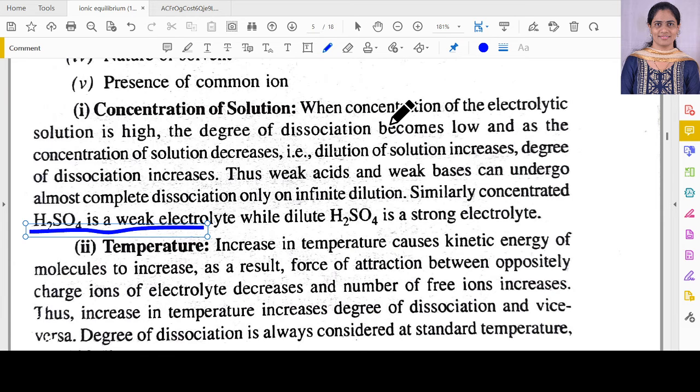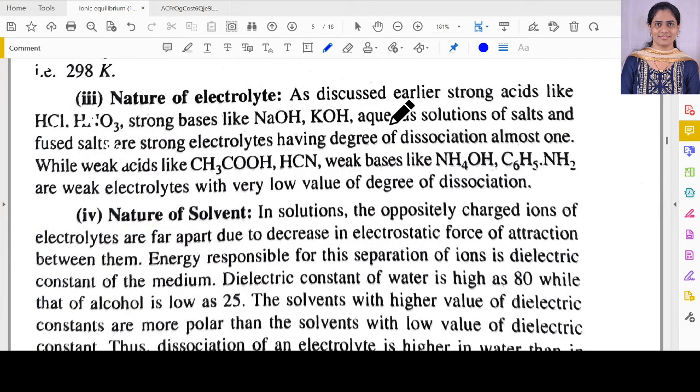Then temperature, usually with temperature it increases. Nature of electrolyte, whether it is strong or weak: a strong electrolyte will dissociate completely, a weak electrolyte will dissociate to less extent.